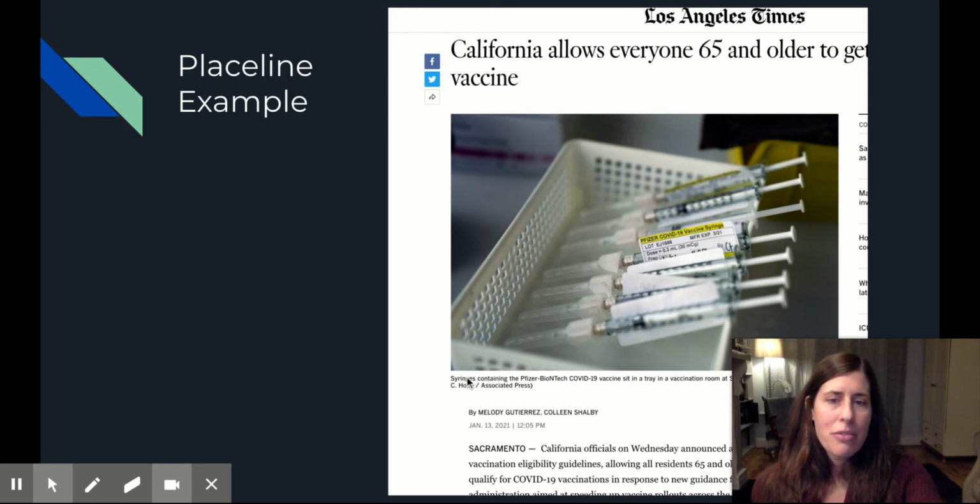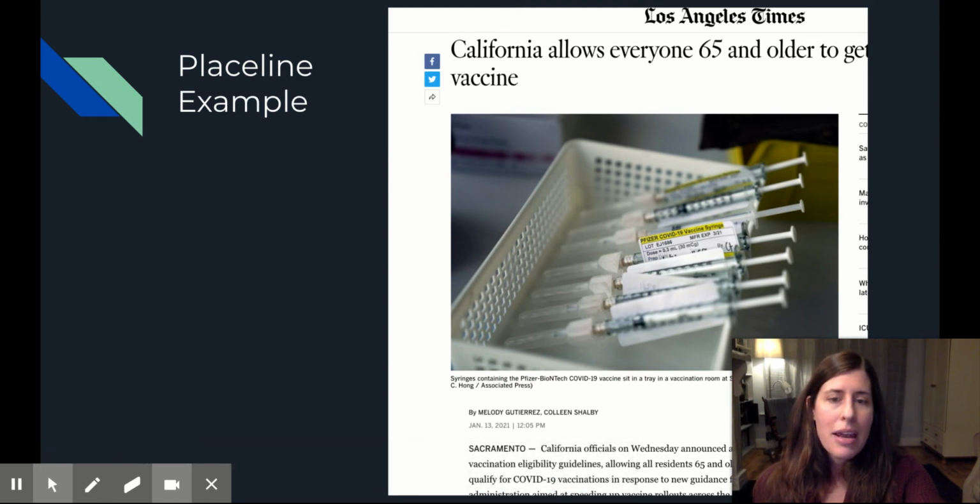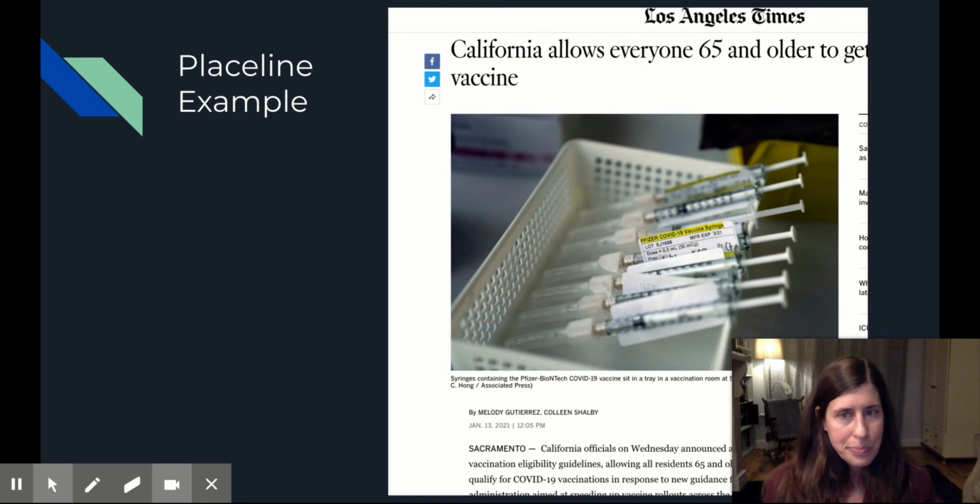We've got our picture, we've got our caption, we've got who wrote it. There are 2 people who wrote it. When it was reported, right? That was just yesterday on Wednesday. Then the place is going to be Sacramento. So that's where it's coming from. All right, so place line is just where specifically it's happening.